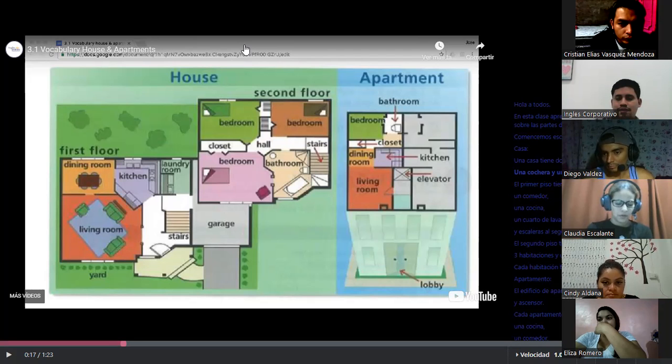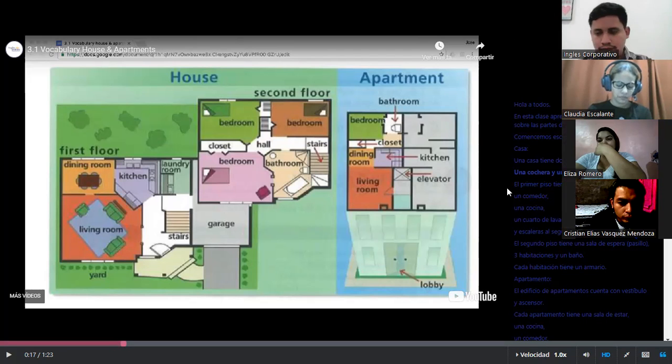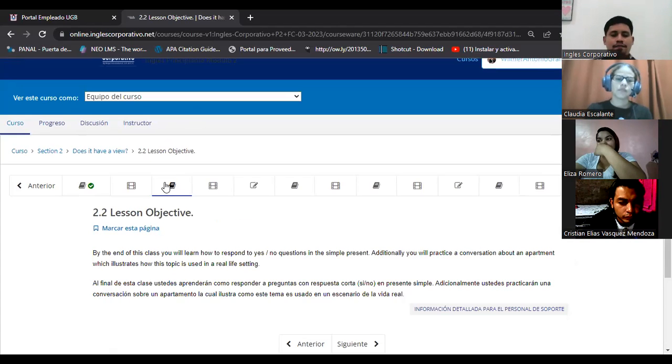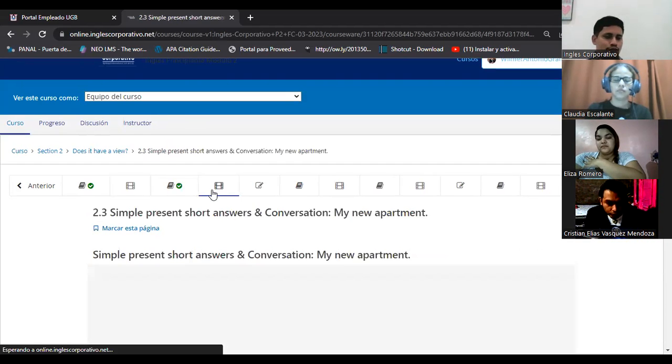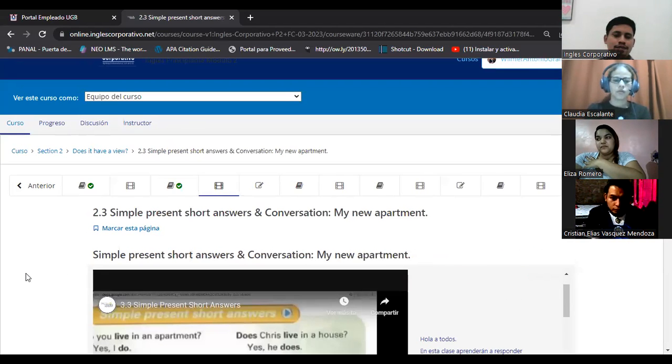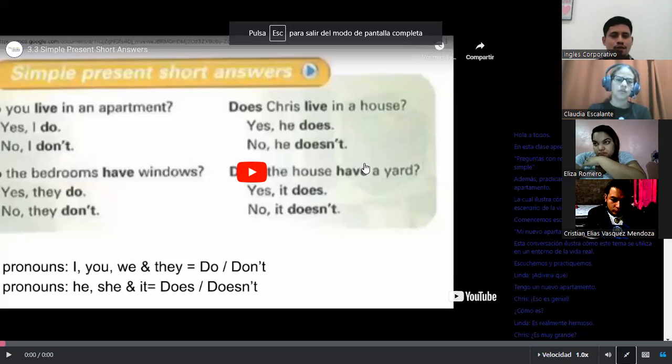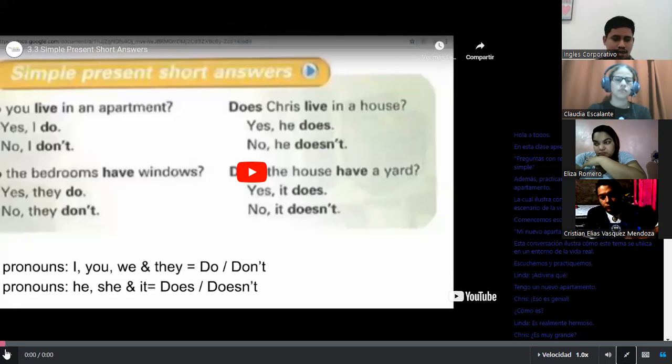Let me check some other things here. Give me just one moment, let me minimize this, and also move to the second part. Okay, take a look at this lesson objective. It says, by the end of this class, you will learn how to respond to yes, no questions in simple present. Additionally, you will practice a conversation about an apartment, which illustrates how this topic is used in real life settings, okay? That's going to be the aim for this lesson. Pay attention to the information here in the video, and then we're going to move on to extend more information regarding yes, no questions with simple present, of course. Let's pay attention.